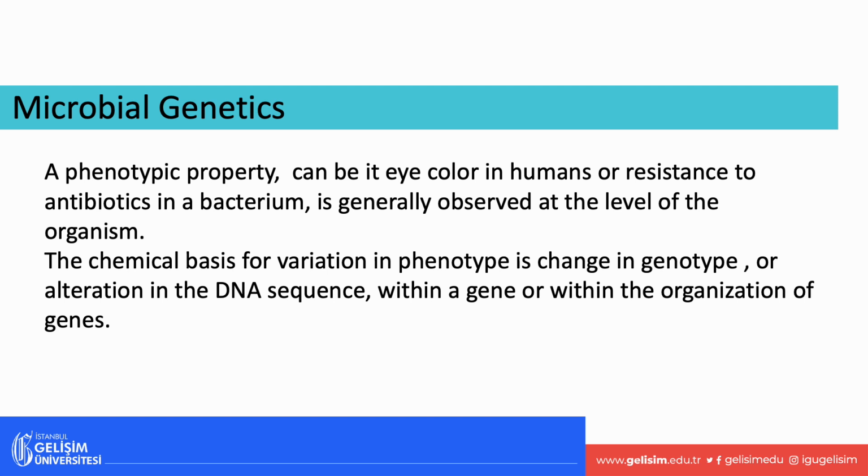So variations in phenotype are caused by changes in the genotype. And this can result from mutations, recombination, or other genetic mechanisms. And these changes can affect the sequence of amino acids in a protein, the regulatory elements that control gene expression, or the overall organization of genes on a chromosome.